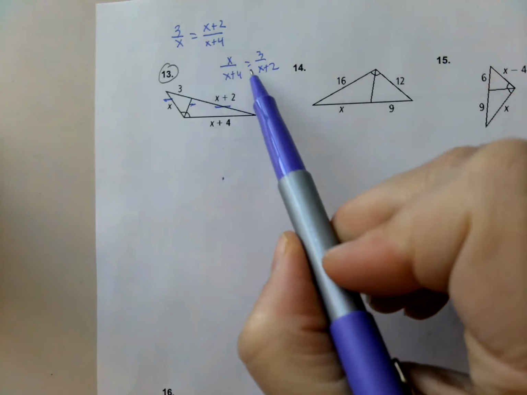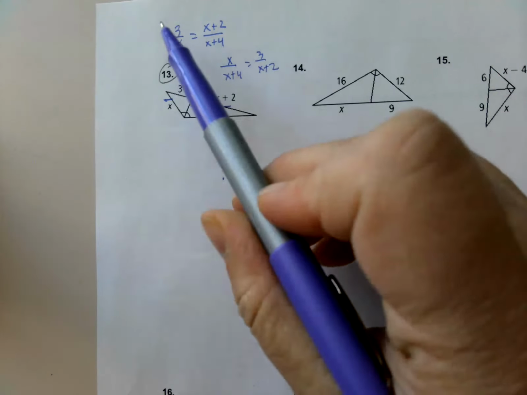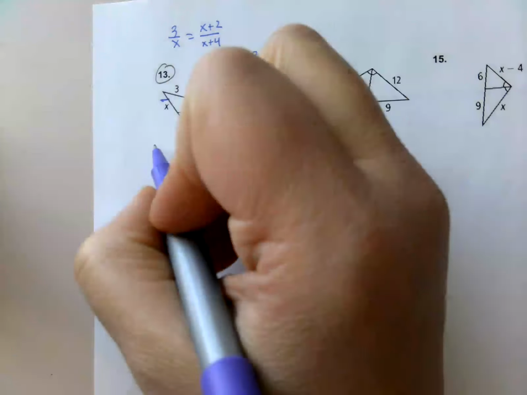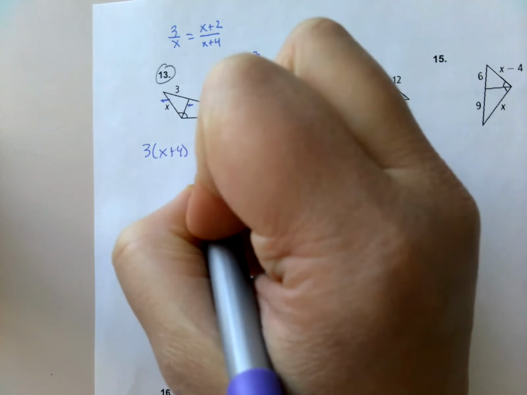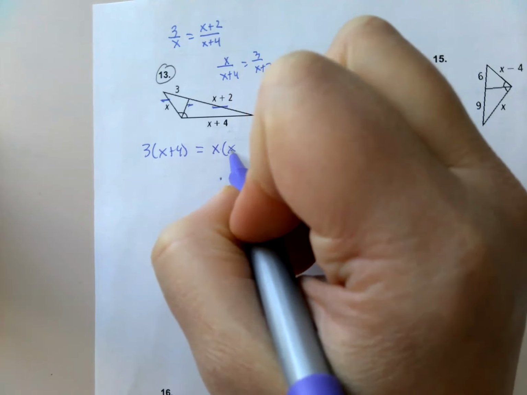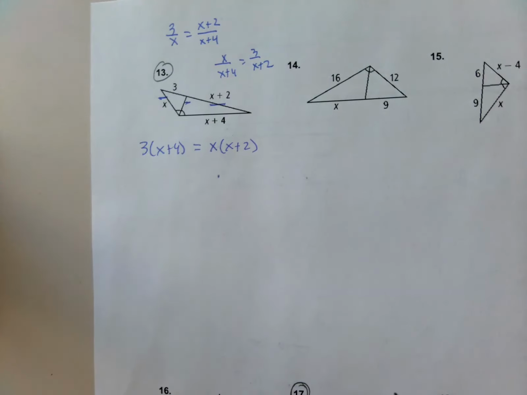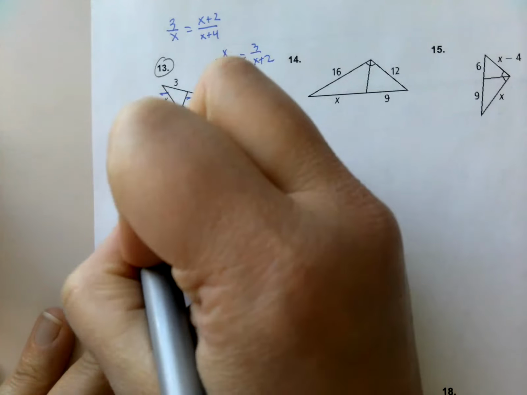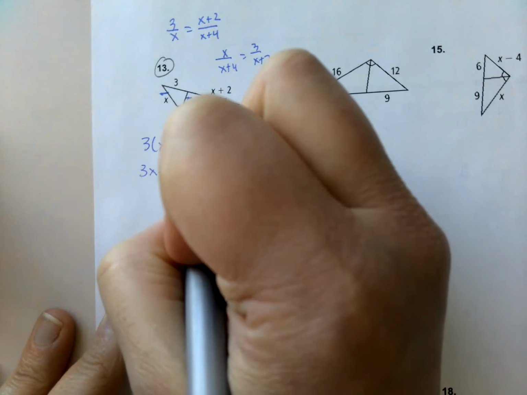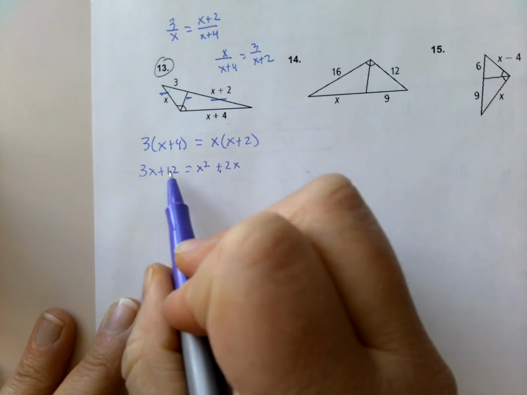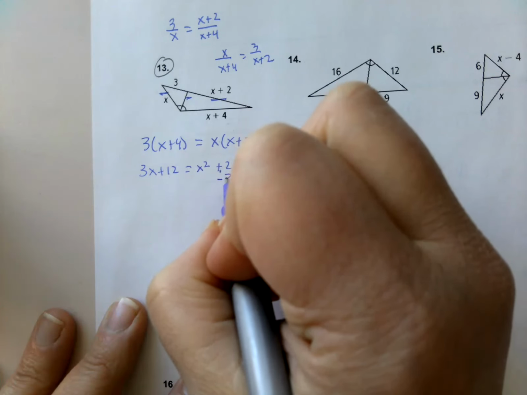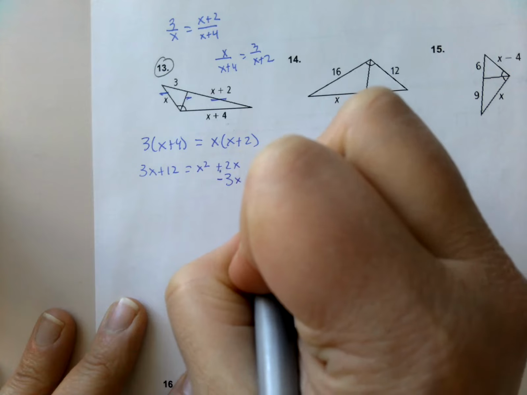If you look at these two proportions, either way I do it, when I get rid of my division, I will either way have 3 times x plus 4 is equal to x times x plus 2. Notice why I still get that in parentheses. So I distribute on both sides. Now I'm going to move everything over. I need to set this equal to 0. So I'm going to subtract my 3x. I'm going to subtract my 12.